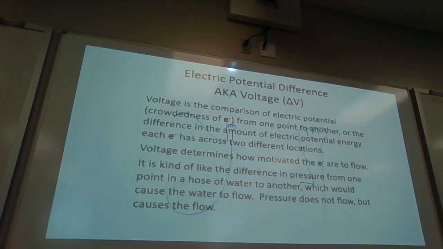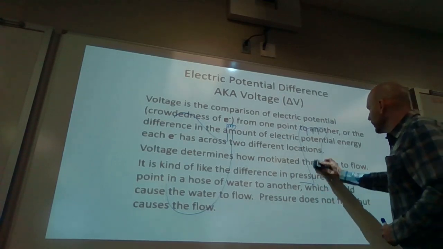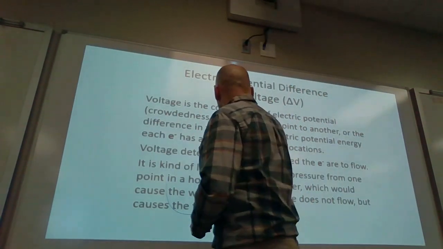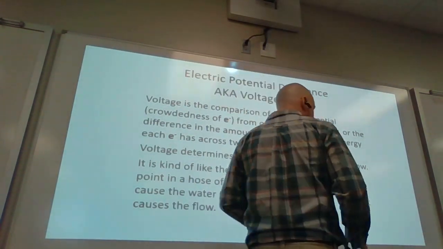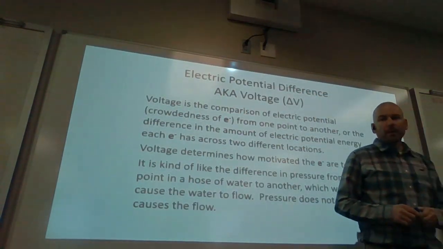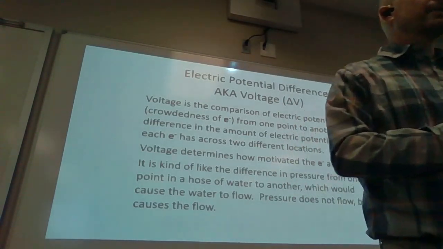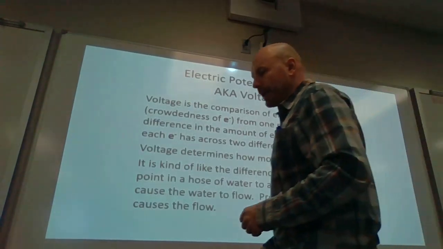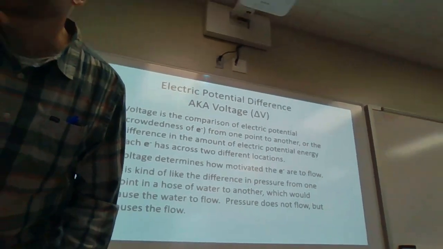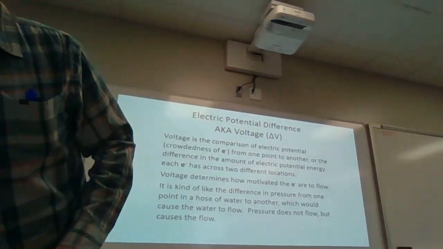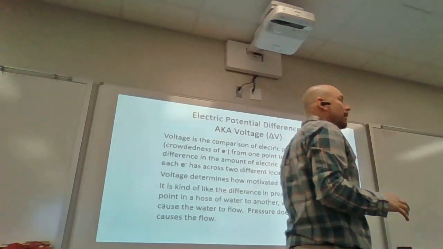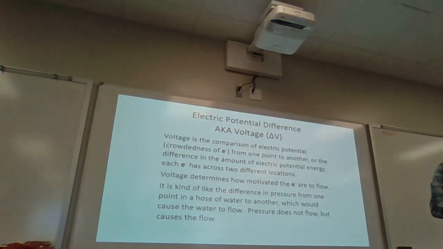Okay. All right. So electric potential difference, aka voltage. This is the difference in electric potential from one spot to the next in a circuit. It's the difference in crowdedness from one spot to the next. So the role of this is it determines how motivated the electrons are to flow.